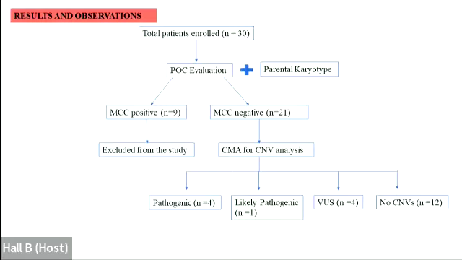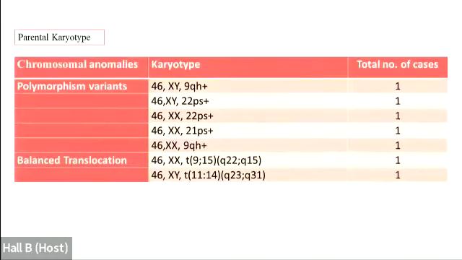Then our remaining 21 samples were further taken for the CMA. We found that 4 were pathogenic variants, and there was 1 likely pathogenic variant. We found 4 VUS variants, and in 12 samples, no CNVs were detected.